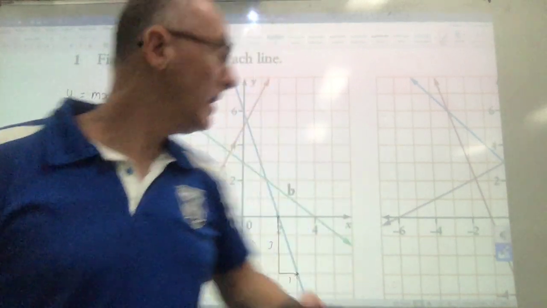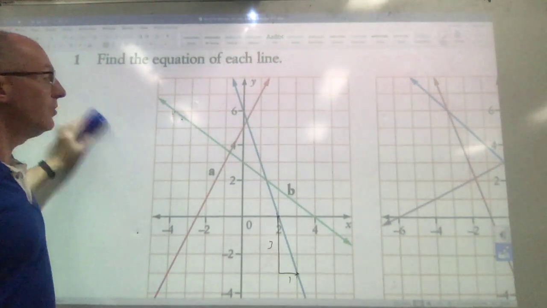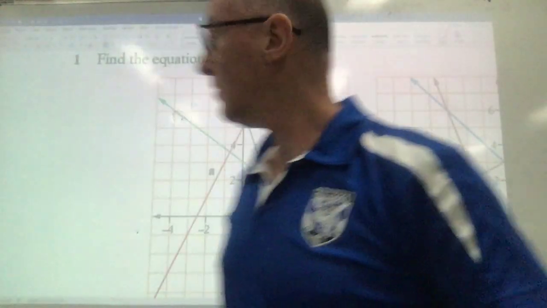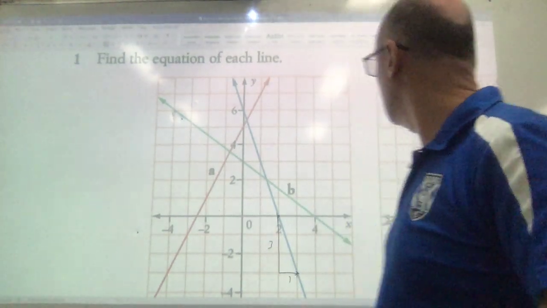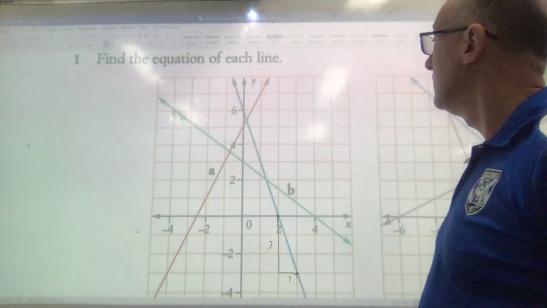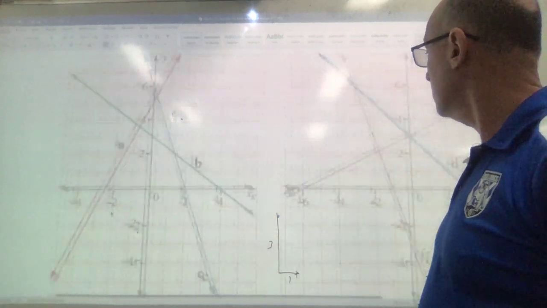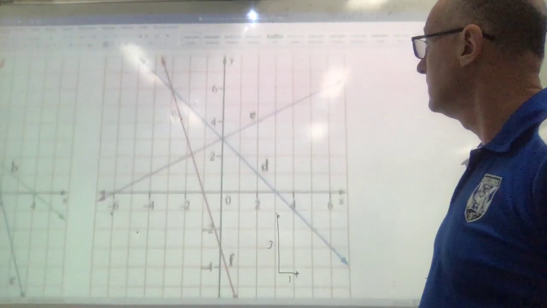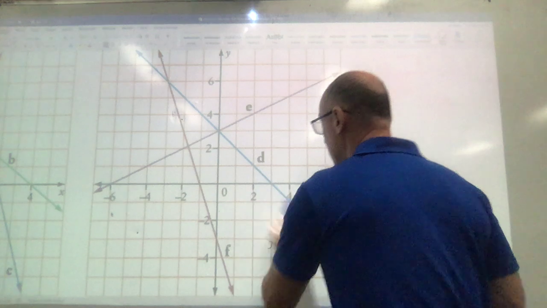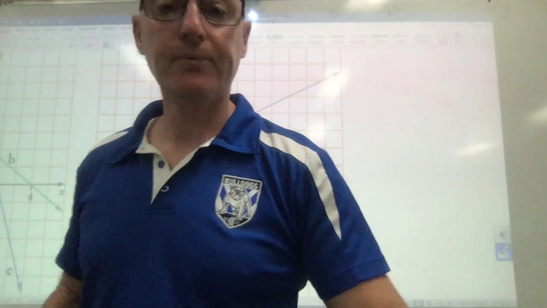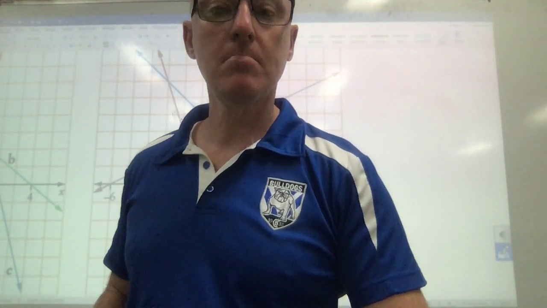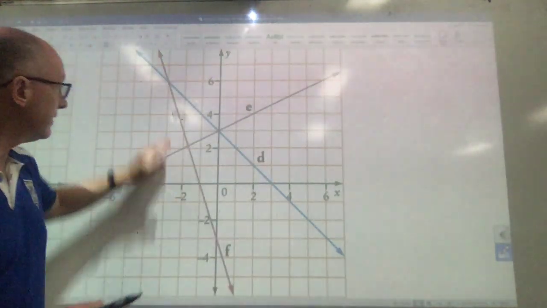Okay. Next question, let's do the other three. So I'll just move this across. Where's my cursor gone? Here we go. I'll just move these across. Right, let's find the equation of these three lines here.